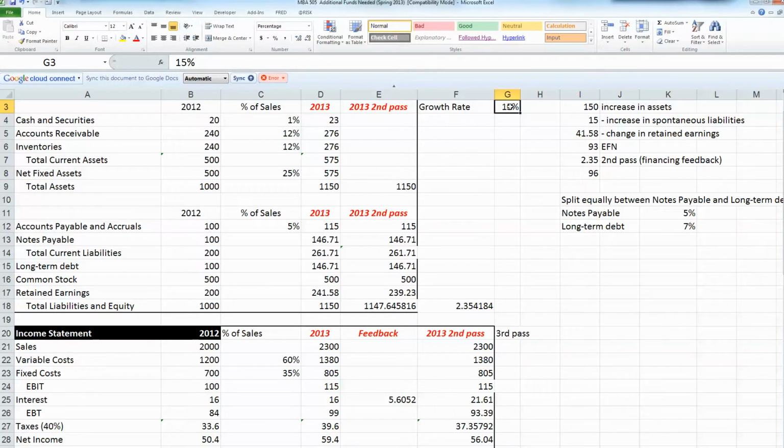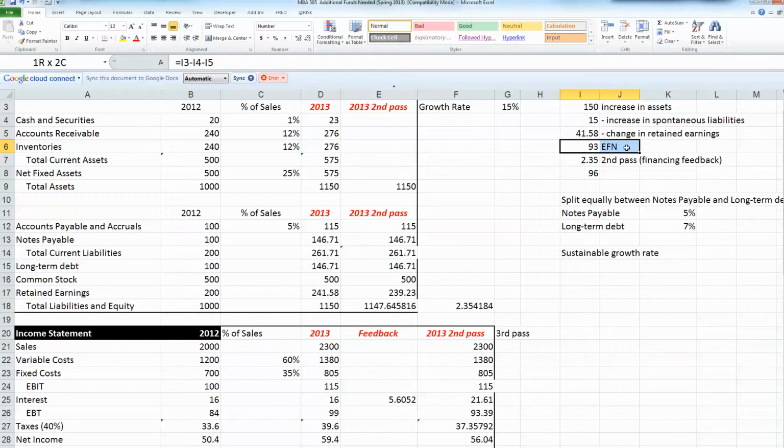Another question that companies like to know is their sustainable earnings or sustainable growth rate. Basically, it is how fast can a company grow before they need external financing. So how fast can they grow using only internal or spontaneous financing? So essentially, how high can this growth rate be so that your external financing is equal to zero?